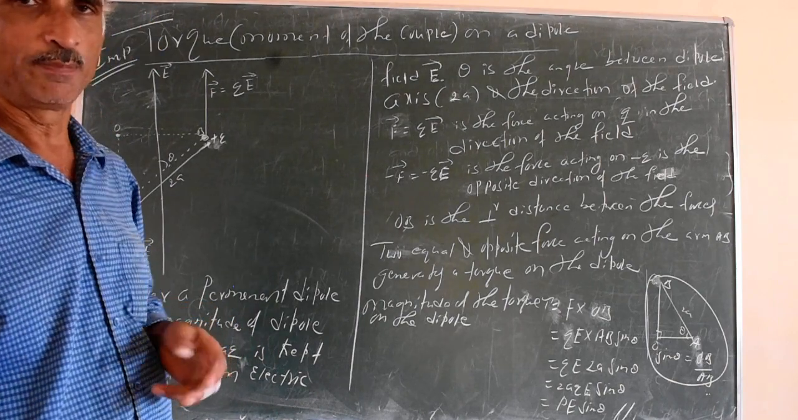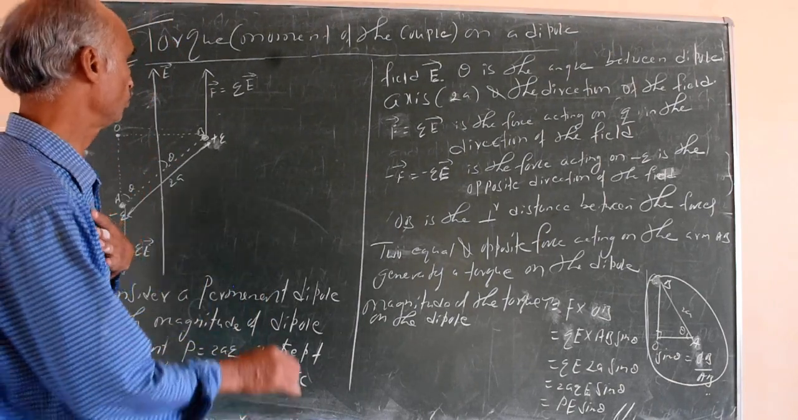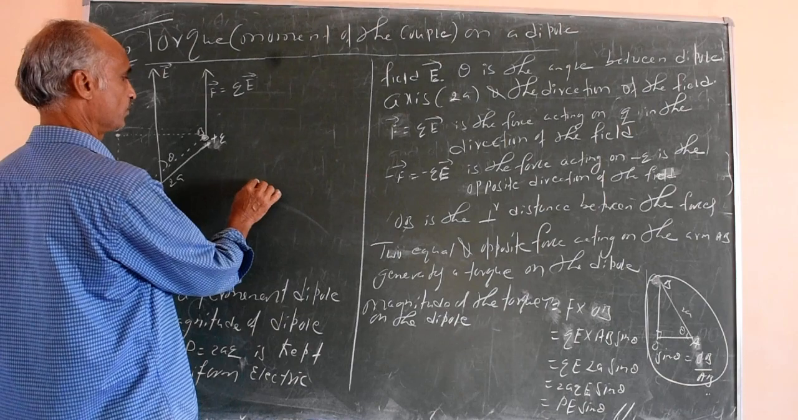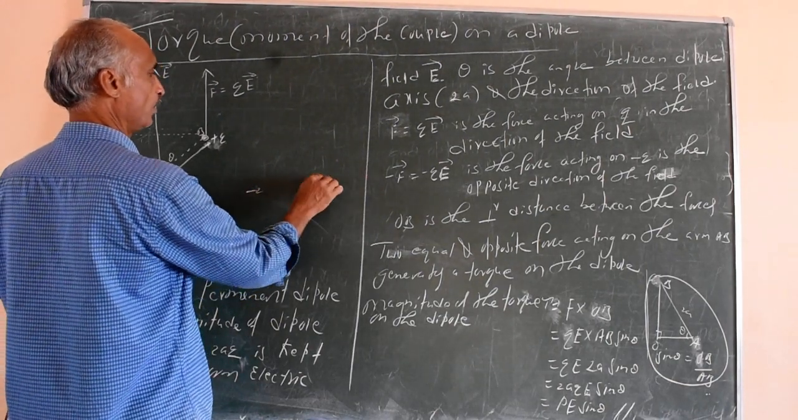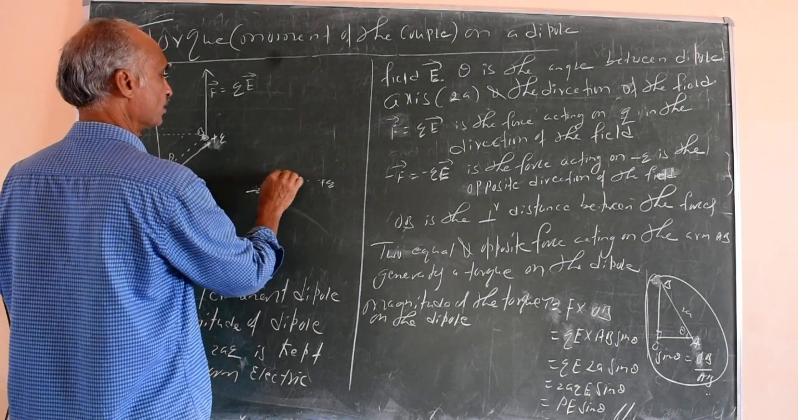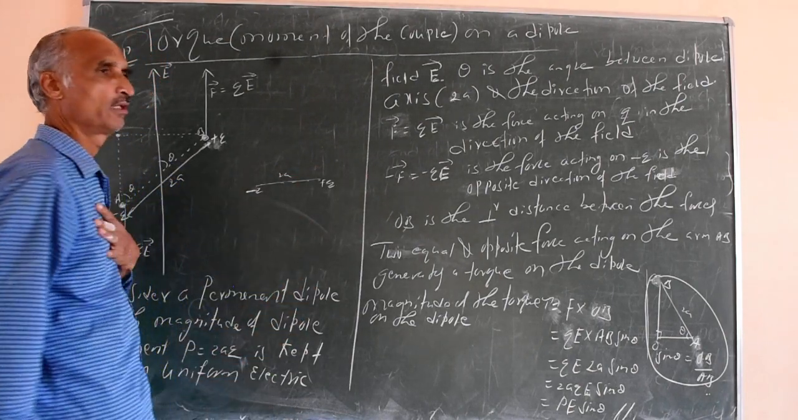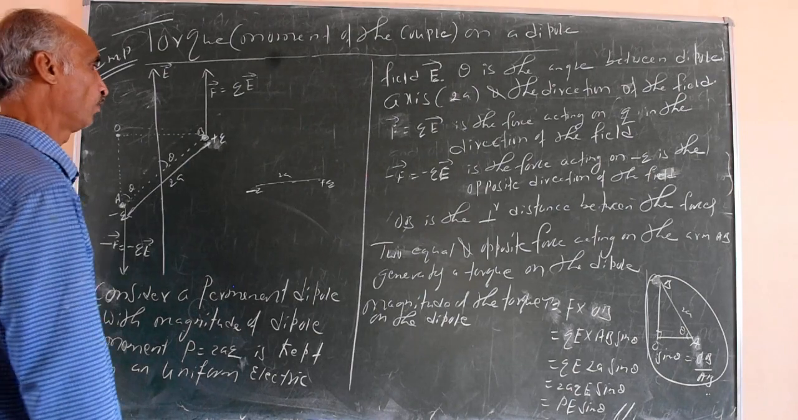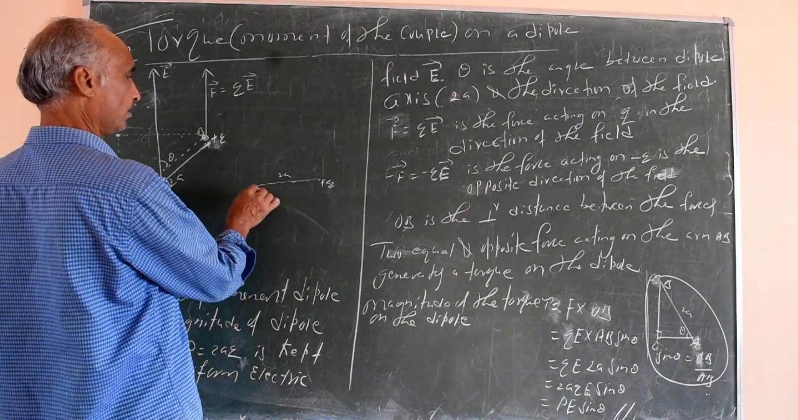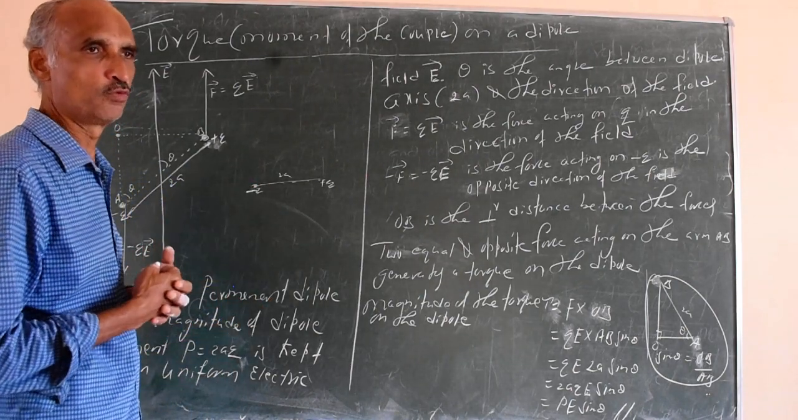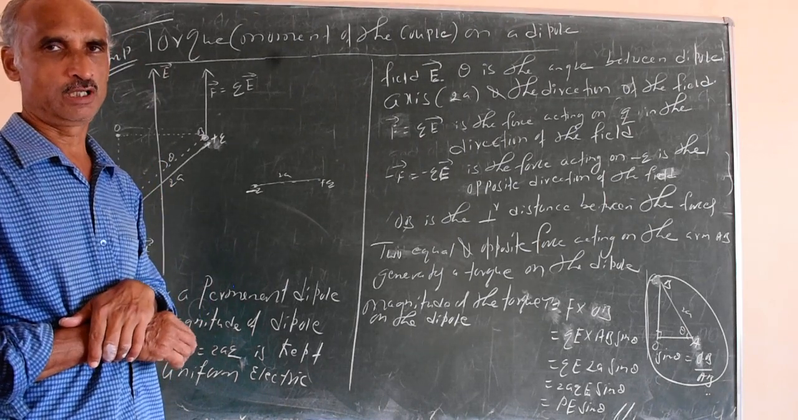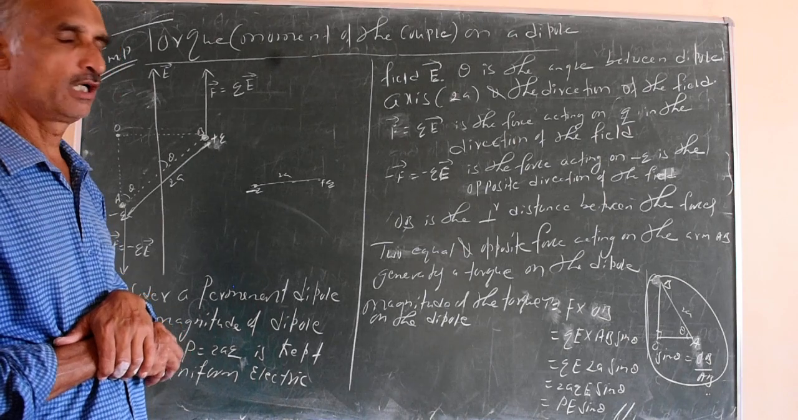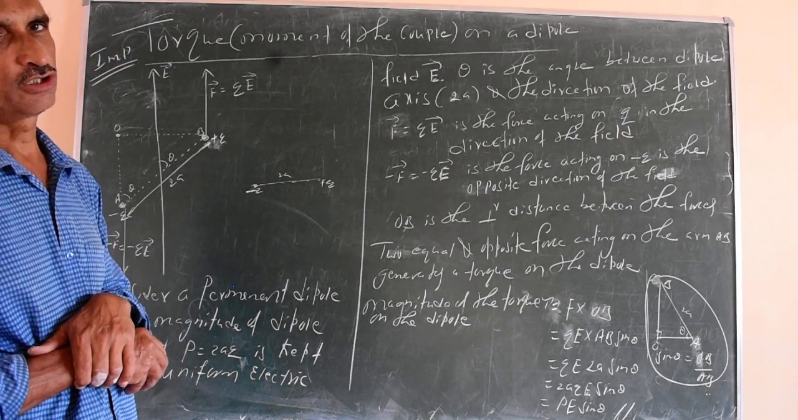You know what a dipole is? A dipole is two equal and opposite charges, plus q and minus q, separated by a distance 2a. The line joining them is called the axis of the dipole. Two charges equal in magnitude but opposite in polarity, separated by a small distance 2a, is called a dipole.